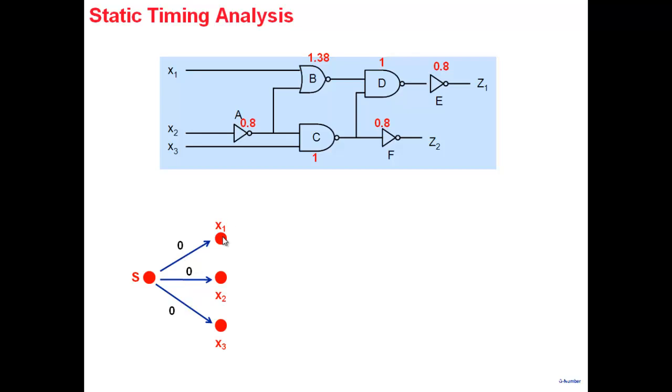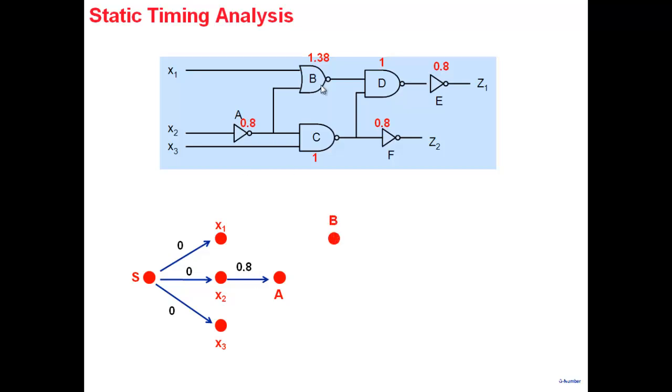Now note what the other nodes in my circuit are. Nodes are also the outputs of the gates. So for example, if I define a node called A, what is A? A is the output of this inverter. And we can go from X2 to A, right? There is a connection here, and we go through the gate. As we go through the gate, we encounter a delay of 0.8. So we put an edge here between X2 and A through this inverter, and we attach a weight to that edge, and that weight is 0.8, which is the delay associated with that particular gate.